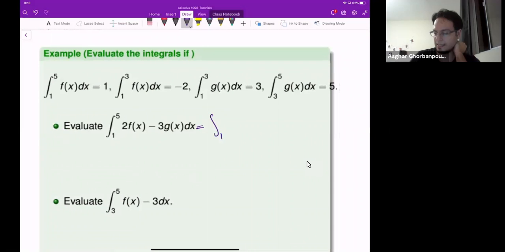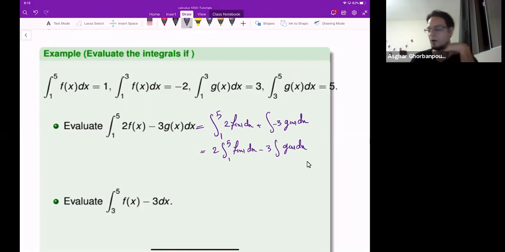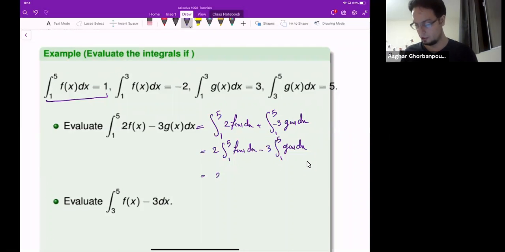The first thing is that I apply the additivity, then the constant multiple, and now this is 1 to 5, 1 to 5. Now I have integrals of f and g, and I have to try to use the information given. Integral of f from 1 to 5 is given. It is 1. How about integral of g from 1 to 5?